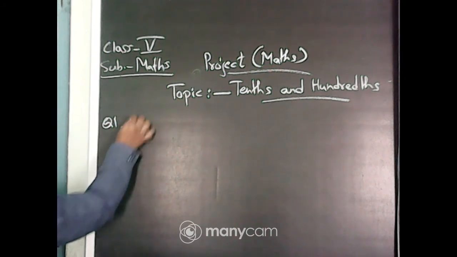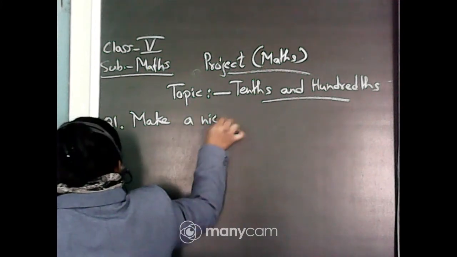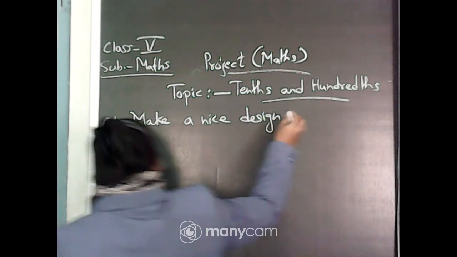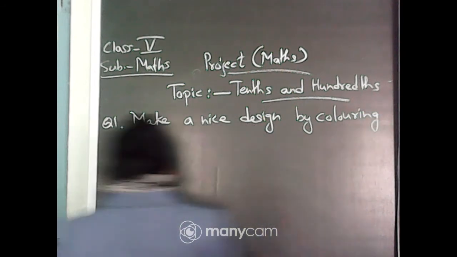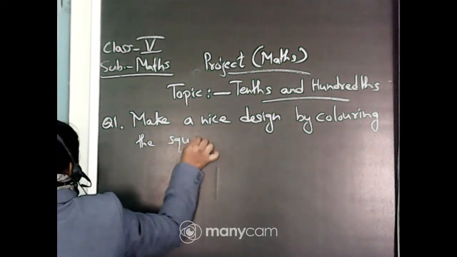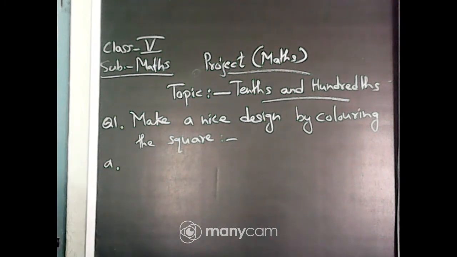Question number 1, make a nice design by coloring the square. These questions are from your math magic book. So if you have any problem, you can take help from the math magic book. Okay. Question number 1 is to make a nice design by coloring the square. That means you have to color the squares. You have to color the square sheet.